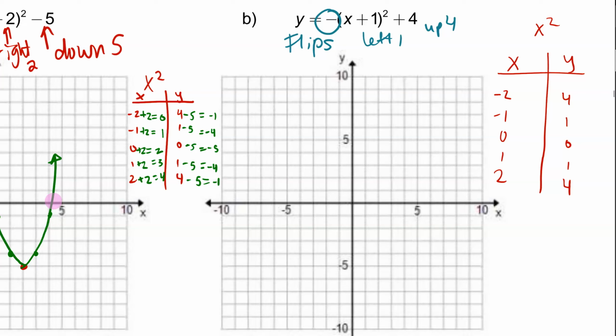Okay, so I'm going left by 1, so I'm going to subtract 1 from all of my x values. And you kind of have to follow the order of operations.